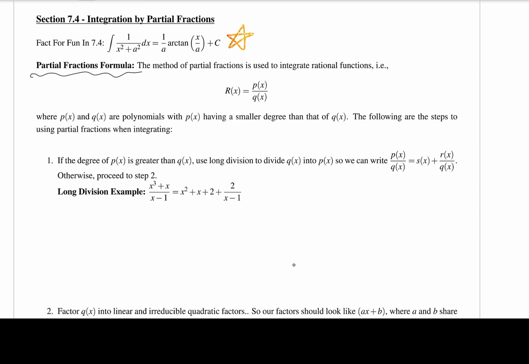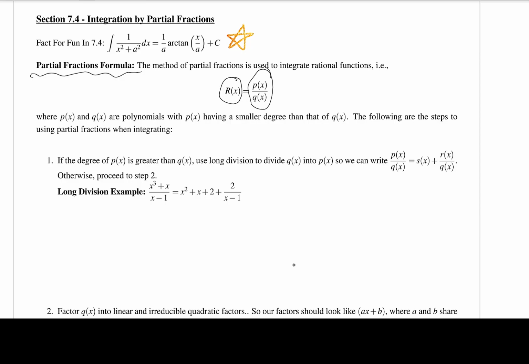This method of partial fractions is going to be used to integrate what we call rational functions. What I mean is a rational function is something R of x that is written as P of x over Q of x, where P of x and Q of x are polynomials. Now, in order to use the partial fractions method, we need the degree of P of x, our numerator, to be less than the degree of the denominator.